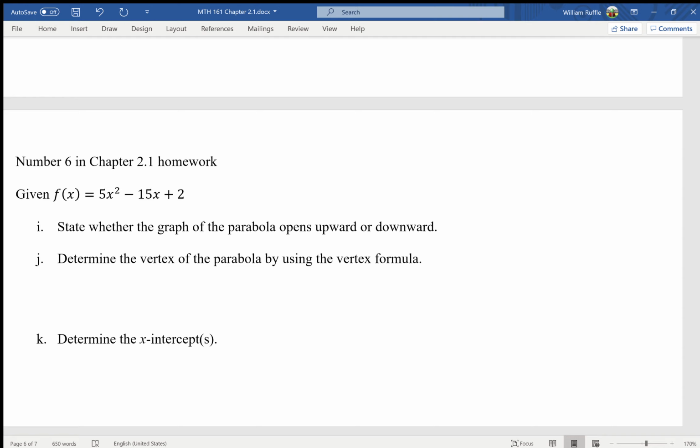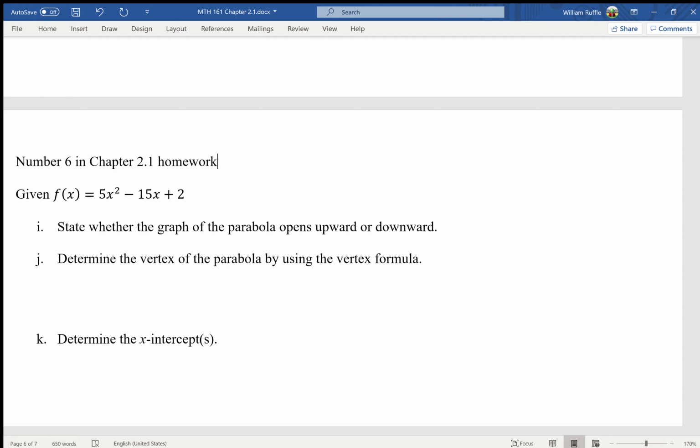Okay, I am posting two videos on here. The first one is going to be number 6 in the Chapter 2 homework. And then after this, I'm going to post me putting in my answers for this question in ALEKS. I cannot write on my computer screen when I'm in ALEKS, so I'm going to do the work here, and then you'll see me enter it in the other one.